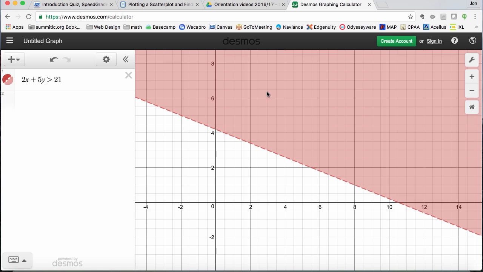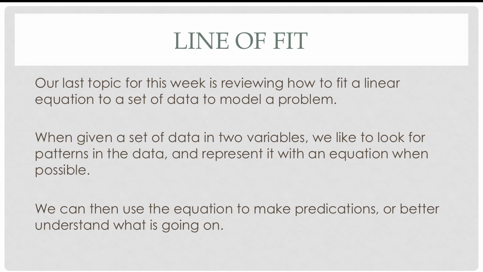All right, our last topic for this week is reviewing how to find a linear equation to fit a set of data to model a problem. We've been working with linear functions and linear inequalities, and all a line of fit is, is if I'm given a set of data in two variables.